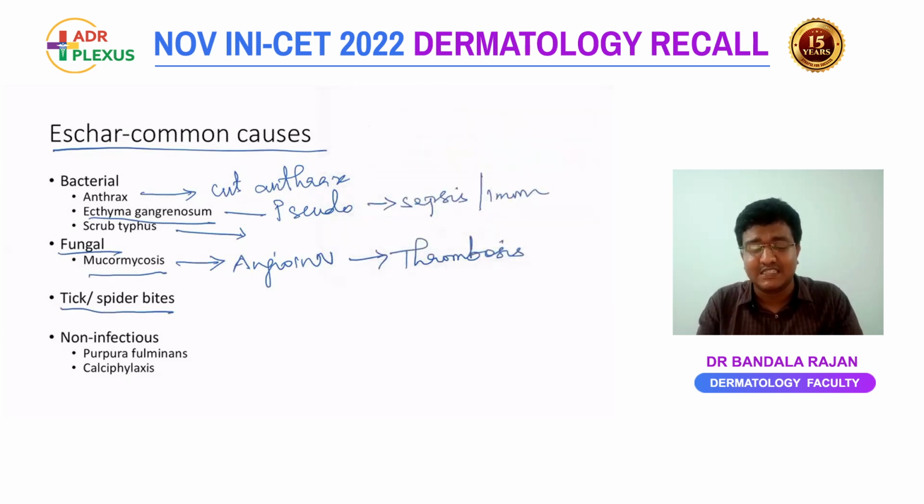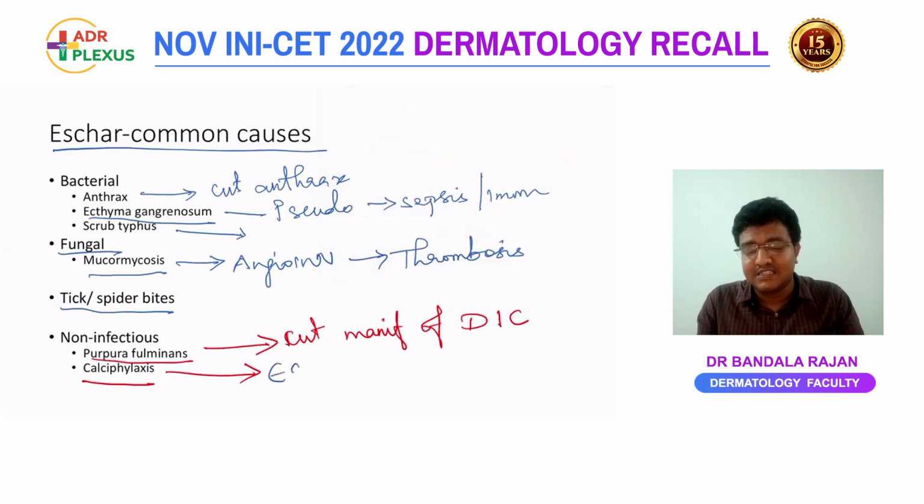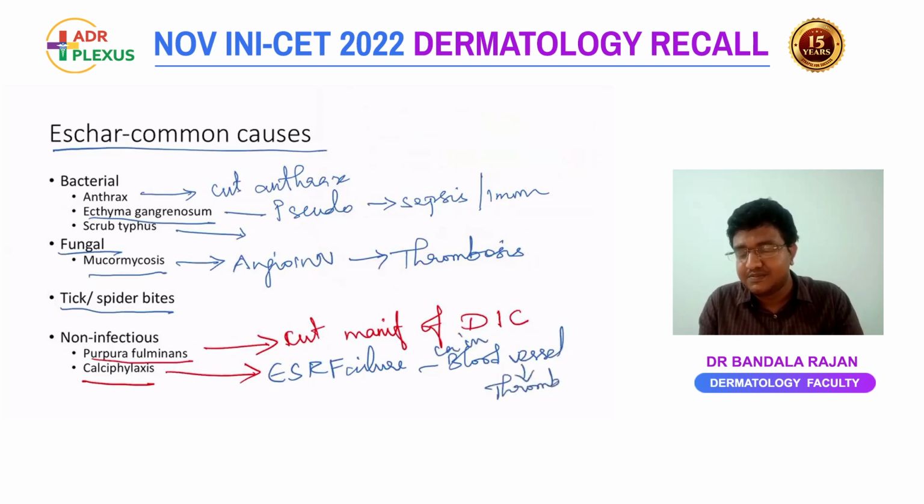In non-infectious, the main one is purpura fulminans. It is a cutaneous manifestation of disseminated intravascular coagulation, DIC. The other one is calciphylaxis, which is common in end-stage renal failure patients, in which calcium is deposited in the blood vessels, which leads to thrombosis and in turn eschar.